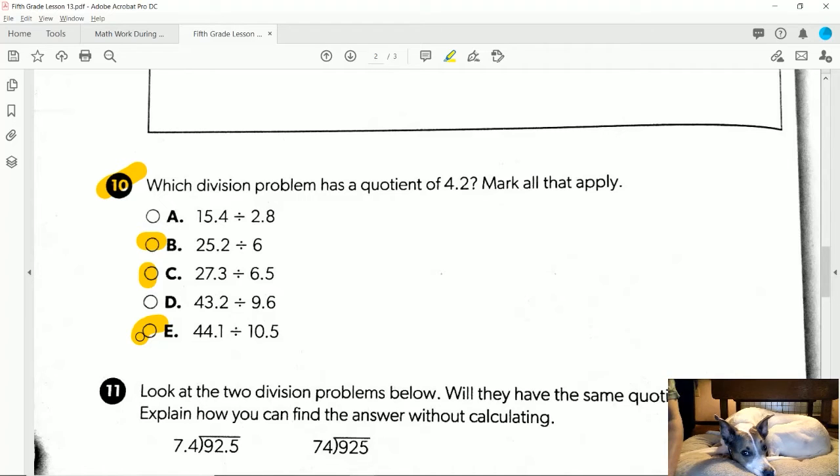All right, so number 10, which division problem has a quotient of 4.2? Mark all that apply. Here are our 3 correct answers. So I meant to write down the answers. The other 2 are actually 4.5 for the answers for letter A and letter D.